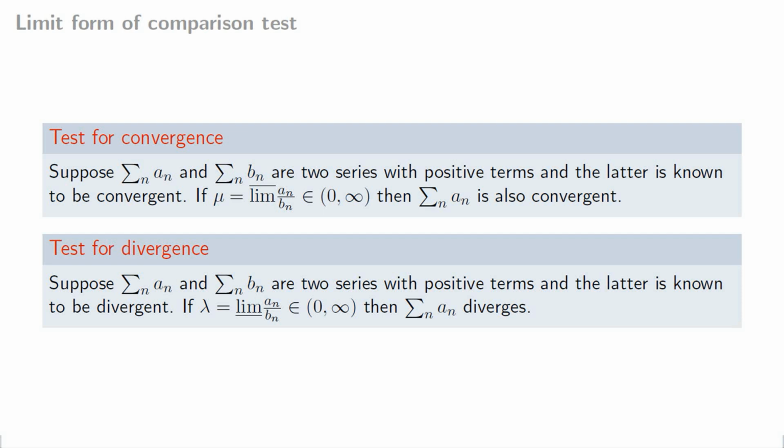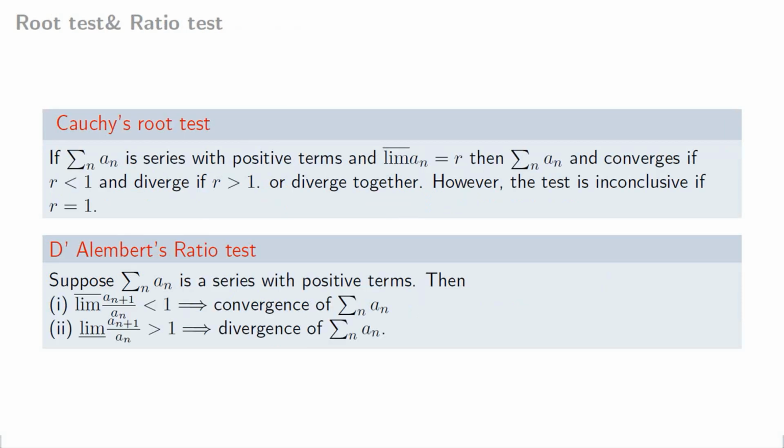Next we shall discuss two important tests which are known as root test and ratio test. So, let us start with Cauchy's root test. If summation a_n is a series with positive terms and limit superior of a_n to the power 1 by n equal to r, then the series summation a_n converges if r less than 1 and diverges if r greater than 1. However, the test is inconclusive if r equal to 1.